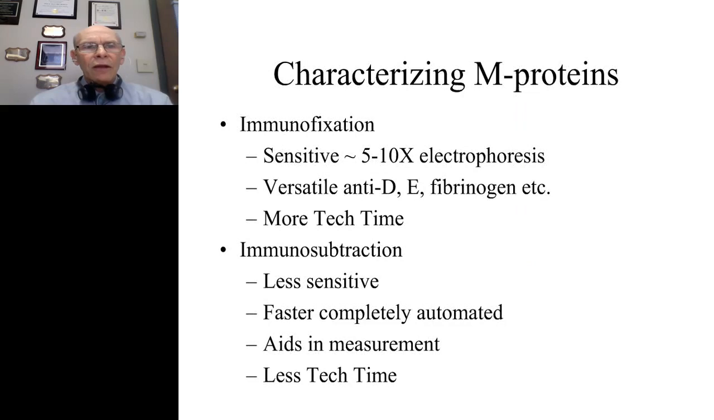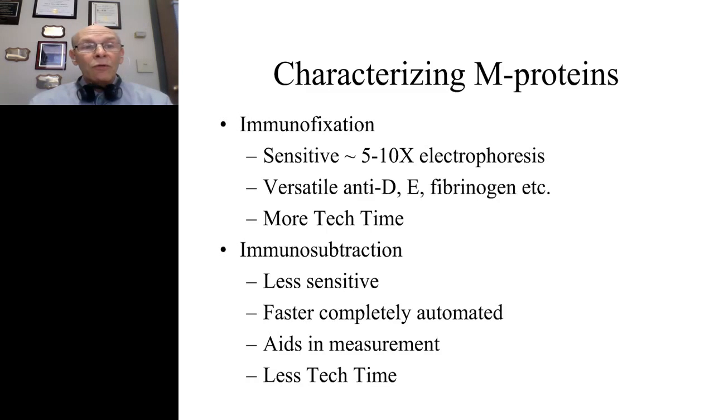After detecting and measuring the M protein, it's important to determine if the M protein is IgG, IgA, IgM, or rarely IgD or IgE. Patients with an IgG MGUS are less likely to progress to multiple myeloma than those who have an IgA MGUS.